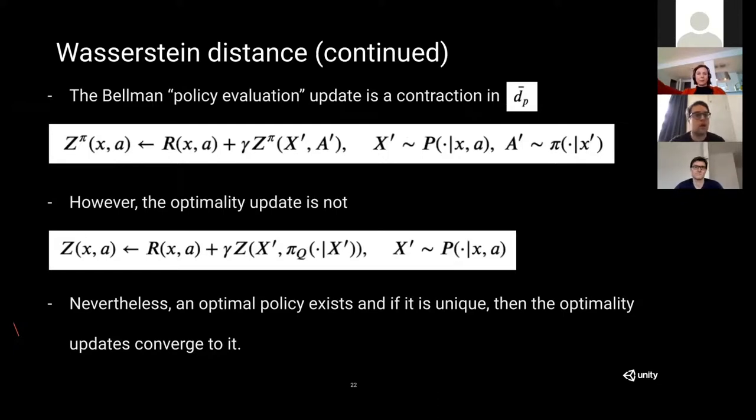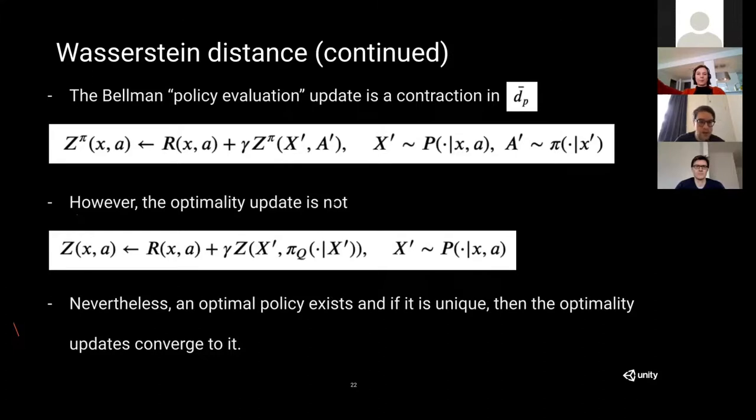Well, is it a contraction then? The positive news is from another update operation, the policy evaluation update operation, where we keep the policy fixed. Let's say we have a policy and we want to find the return distribution that describes that policy. We could be doing this kind of update, taking the immediate reward and the return at next state, next action, according to this fixed policy. And this update is actually a contraction in this metric. So that's good news. It means that we're on the right track, and we can certainly use it for something.